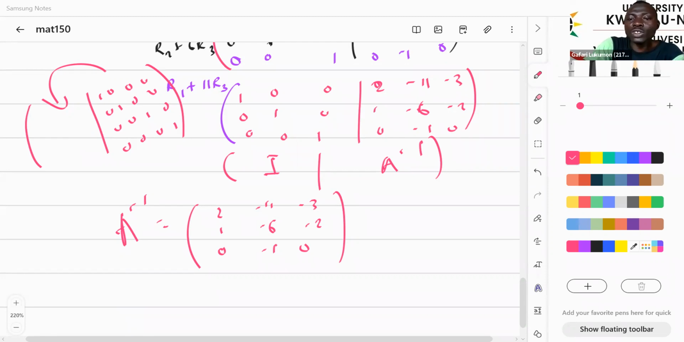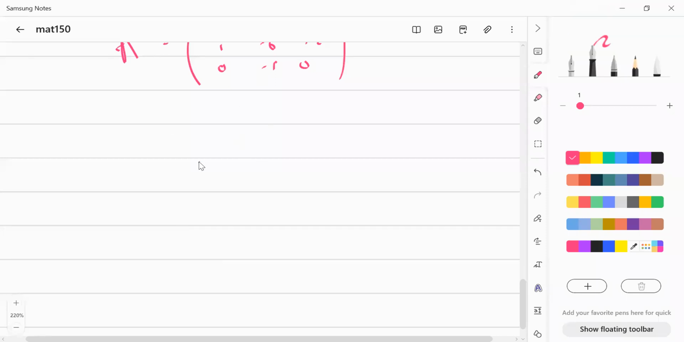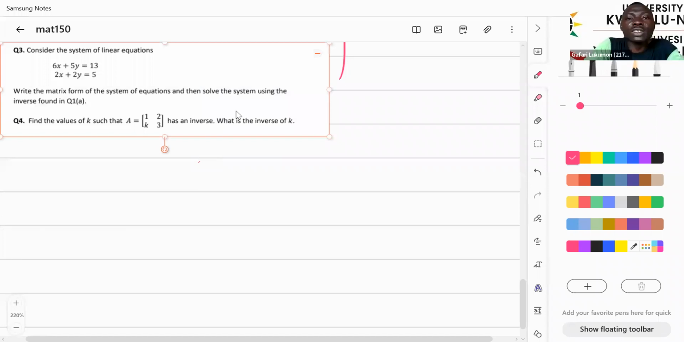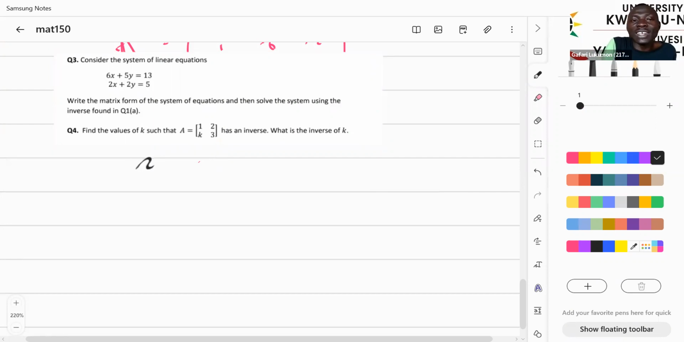Okay, look at this question. Can you see my screen? Okay, look at this question. The question says, consider the system of linear equations 6x plus 5y is equal to 13, 2x plus 2y is equal to 5. I don't think we need to stress ourselves.